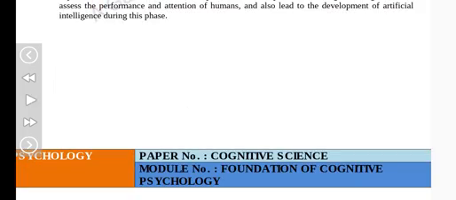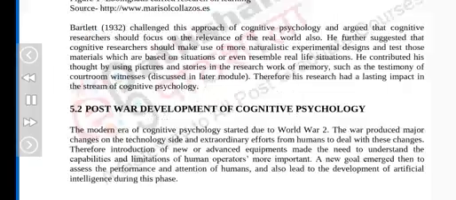Psychology paper number. Figure 1. Ebbinghaus carried out research on learning.